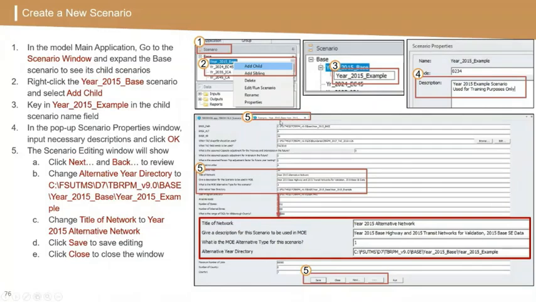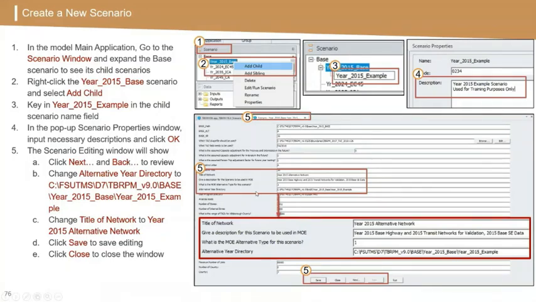Then the scenario editing window will automatically show, and it will allow you to review and edit all those keys that will be used for this scenario. On the very bottom, you have a few buttons, next and back, to scroll and view different pages of this scenario editing window. You can also save it and close it, and you could even run this scenario using the button here.